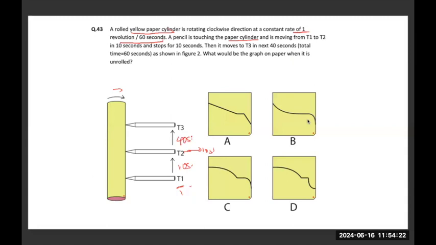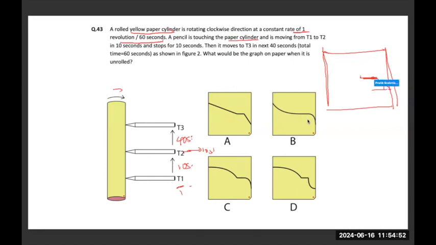What will be the graph on the paper when it is unrolled? In this case, when I unroll the paper, the graph will actually look something like this. When this pencil is at T1 and it moves till the T2 position, somewhere here, in 10 seconds, then from here it's staying stagnant at T2, which means a horizontal line will be generated. This will be almost a 45-degree angle with the horizontal.